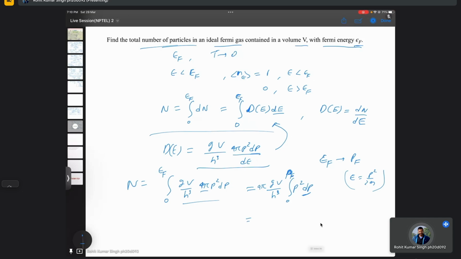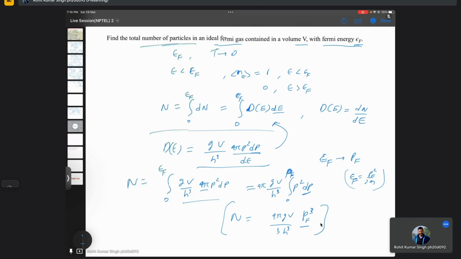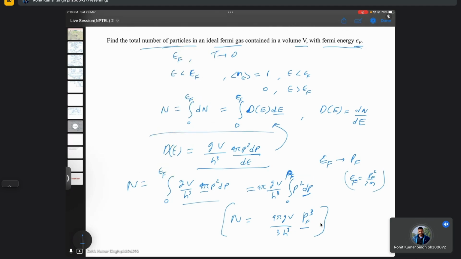So finally we will get 4 pi gV pF cube by 3h cube. So this is the total number of particles in an ideal Fermi gas, in terms of this Fermi momentum, which is related to Fermi energy by this formula. Okay, is it okay?